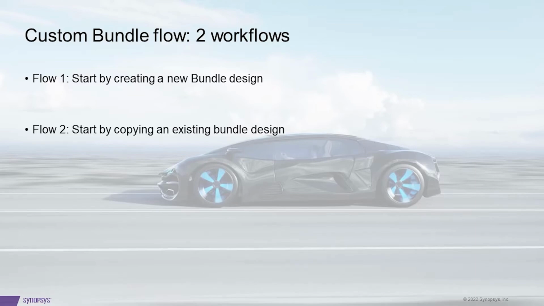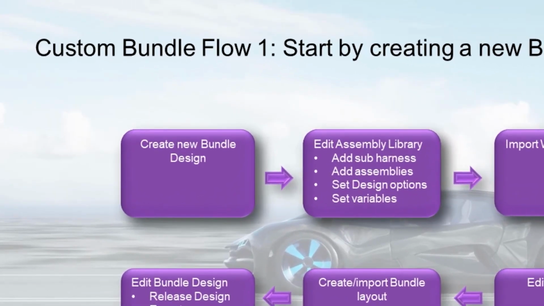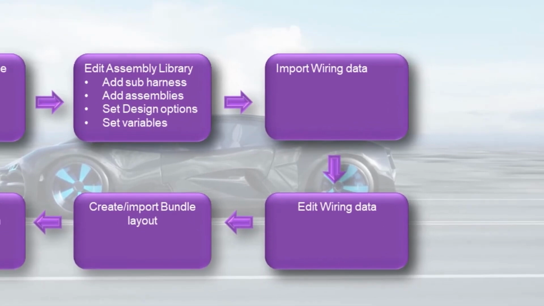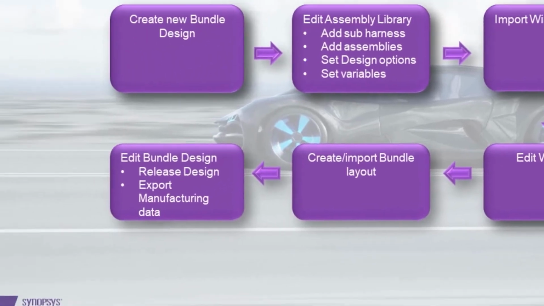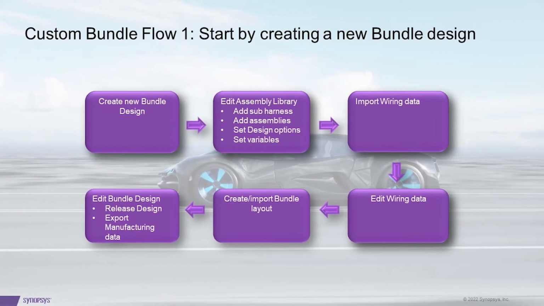With custom bundle flow, there are two workflows available. 1. Start by creating a new bundle design and 2. Start by copying an existing bundle design. In the custom bundle flow 1, we create a new bundle design, then add the required data in assembly library like the harness, sub-harness, assembly, design option and variable, and then we import the wiring data by selecting one of the wiring designs available. Now the filtered wiring design will be embedded into the custom bundle design. This design can be edited according to the project need. And then import the data in the bundle design. Bundle design can now be edited to add suitable passives and then the bundle design can be released.